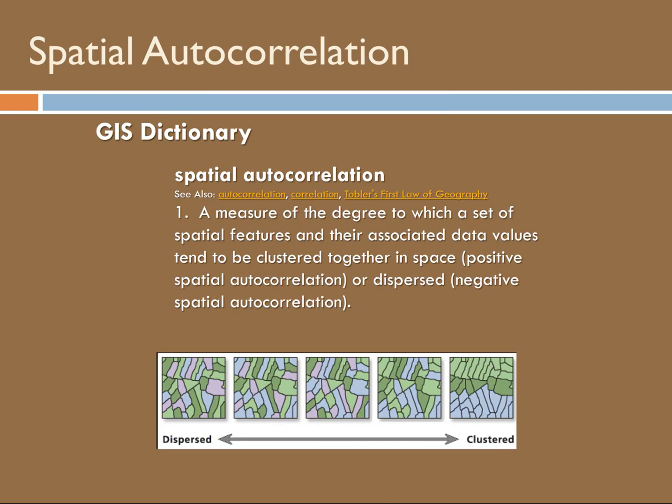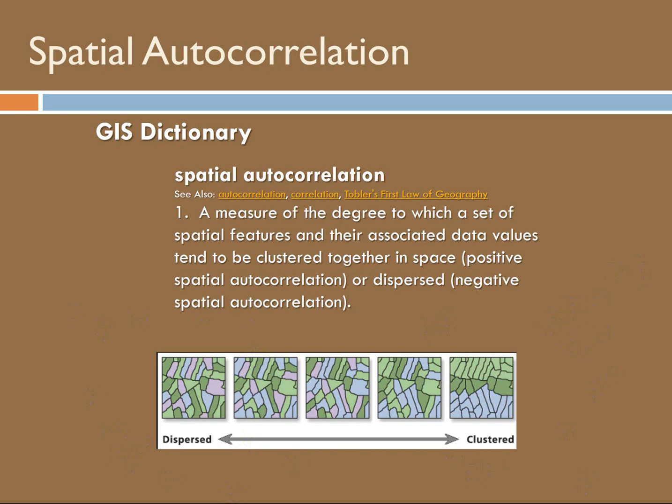So, spatial autocorrelation. The GIS dictionary tells us that it's a measure of the degree to which a set of spatial features and their associated data values tend to be clustered together in space, which is a positive spatial autocorrelation, or dispersed in space, which is a negative spatial autocorrelation. This is very different than hotspot analysis, and I'll talk about that in a second. So we're basically talking about the correlation of a variable with itself through space.